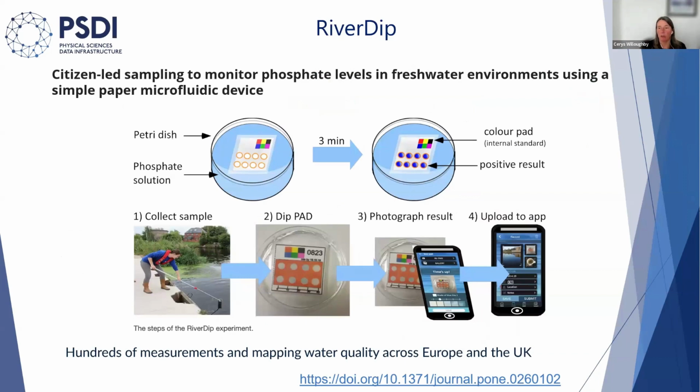Another example, again back in Europe and the UK, is looking at monitoring pollution, in particular phosphate levels in fresh water. This uses a very simple paper-based analytical device, the PAD, and people involved in this project can collect a river sample, put the PAD into the water, take a picture of the results, and upload it to the app. This is a really effective way of collecting data across a huge geographical area, and again, this just wouldn't be possible without the help of the public.